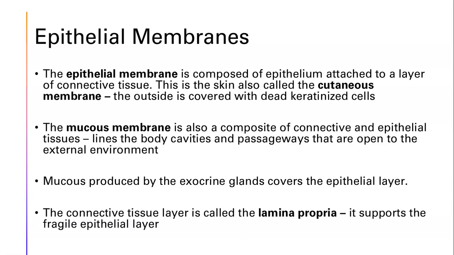The connective tissue layer that is part of this mucous membrane is called the lamina propria. That just supports the epithelial layer, because the epithelial layer itself is very fragile. It's just this thin layer of cells. So the connective tissue, the lamina propria, supports it.